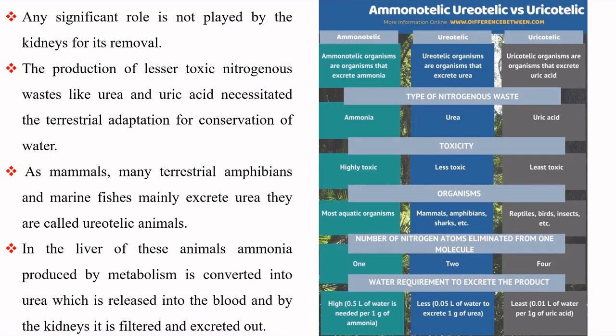The production of less toxic nitrogenous wastes like urea and uric acid necessitated the terrestrial adaptation for conservation of water. Mammals, many terrestrial amphibians, and marine fishes mainly excrete urea. They are called ureotelic animals. In the liver of these animals, ammonia produced by metabolism is converted into urea, which is released into the blood, and by the kidneys it is filtered and excreted out.